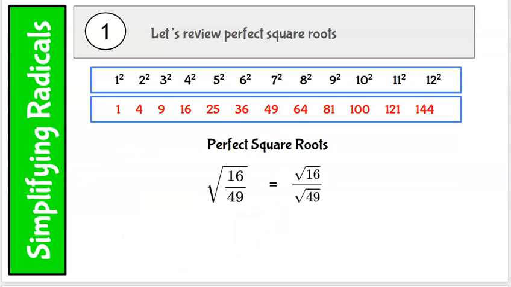So let's look and see. Now we're going to do that. We took the square root of 16 and then we took the square root of 49. So we just separated out our numerator and our denominator. Then we're going to look and see if either one of those are perfect squares. So we look up here. Well, 16 is one of our perfect squares and so is 49. So if we want to evaluate that out, the square root of 16 is going to be 4, and the square root of 49 is going to be 7.